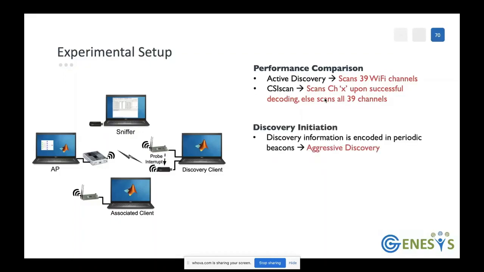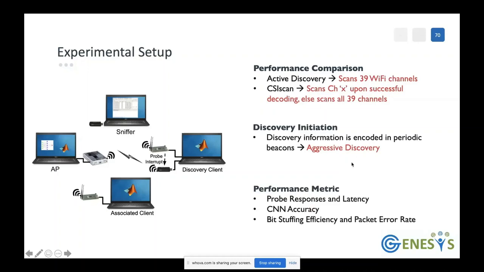What we did was, our discovery information is encoded in every traffic that was intended for the associated client. So this is kind of an aggressive discovery protocol. We wanted to analyze the worst case performance, and we used the below metrics. One is the number of probe responses generated per probe request, and what the latency is. Also, we analyzed the CNN accuracy, how many bits we could actually stuff inside the packet on average, and what the packet error rate is.